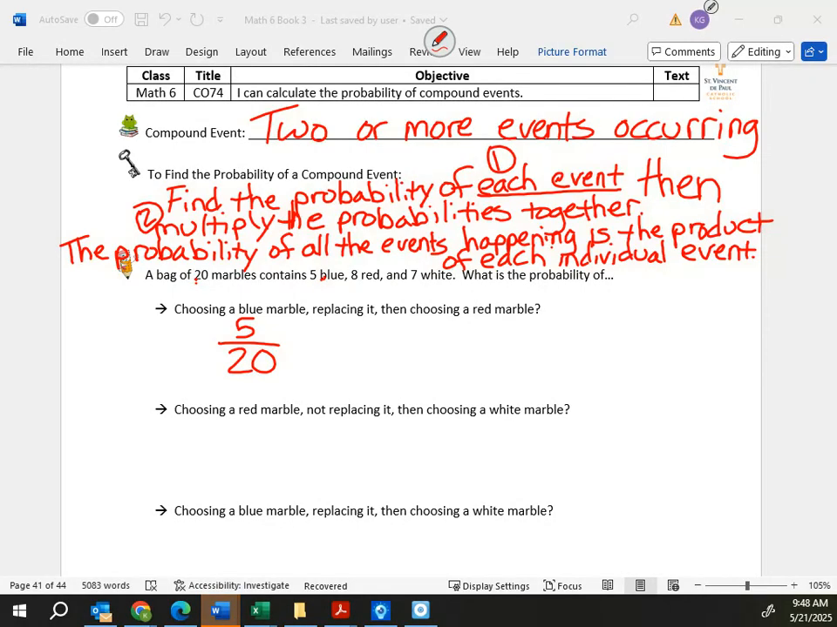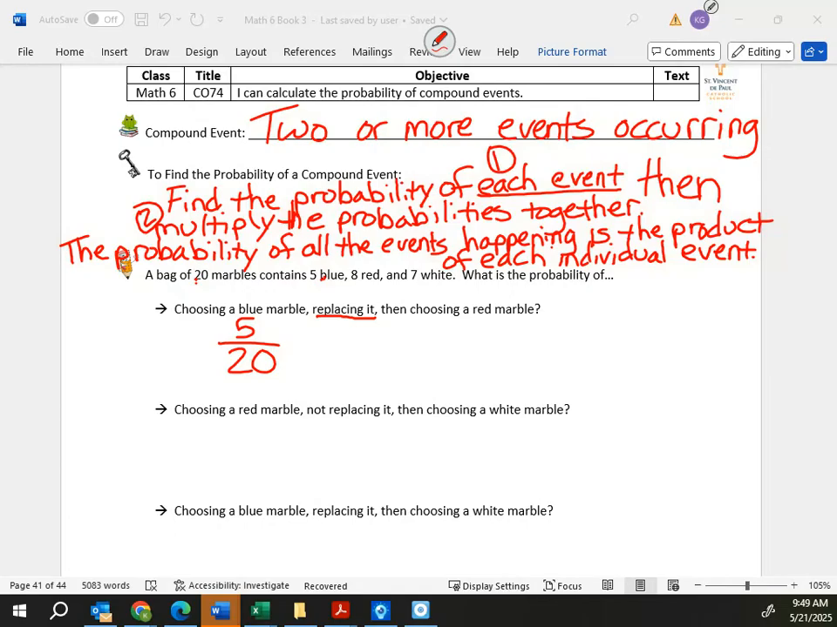I put that blue marble back in the bag. This is important. You always need to check with this objective. Are we replacing what we chose, or are we keeping it out? Why is that so important? Why am I making note of this, Lila? Because if you didn't, then it would change, because instead of having 20 marbles, you only have 19. If we don't replace that marble that we pick out the first time, if it says do not replace, not replacing, that changes your total number of marbles in the bag. Now you only have 19 marbles in the bag. Okay, so we have to really pay attention.